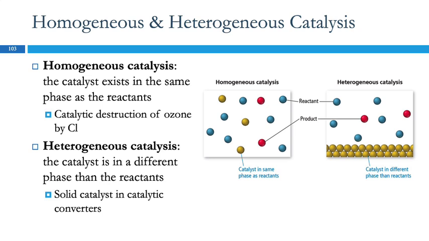So you can talk about two different types of catalysis, homogeneous or heterogeneous. In homogeneous catalysis, the thing that's reacting and the catalyst are in the same phase: solid, liquid, gas, aqueous, the same physical phase. So here they're both in the gas phase. In heterogeneous catalysis, the catalyst is in a different phase. Here it's a solid and the reactants are gases. So this would be like the catalytic converter, and the other would be like the chlorine decomposing the ozone.